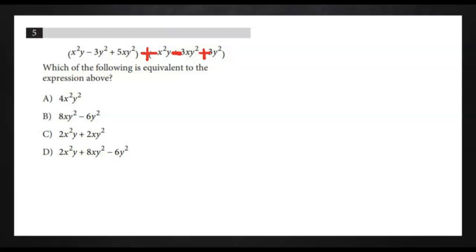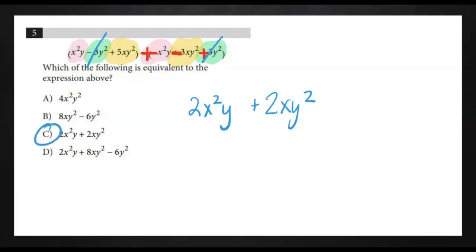So now let's combine some like terms here. You got x squared y and then another x squared y, which means we're going to have 2x squared y. Next you have negative 3y squared and a positive 3y squared. Hey, that actually cancels out. So we're not going to have that. And you got 5xy squared and then a minus 3xy squared. So what you're going to have is a positive 2xy squared. So looking at your answer choices, you have answer letter C.